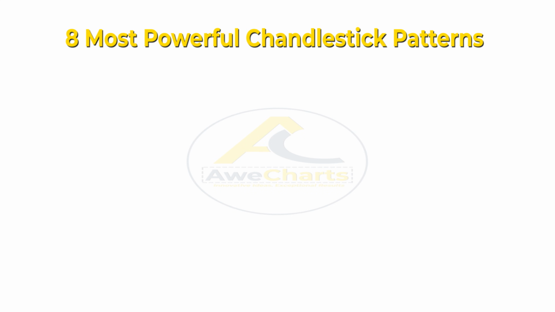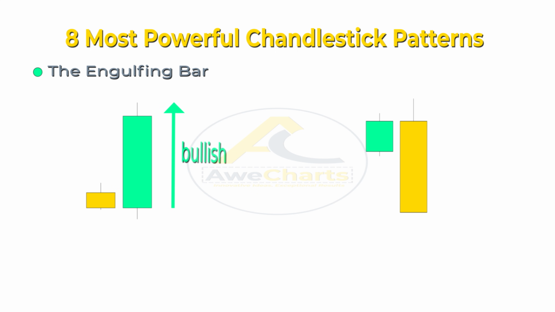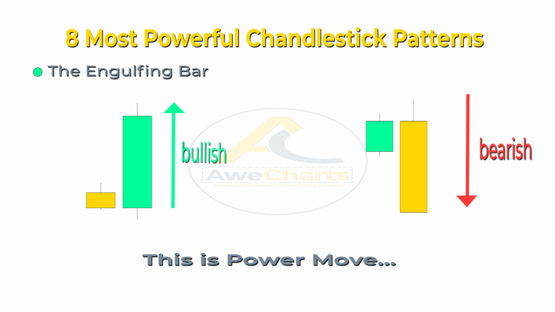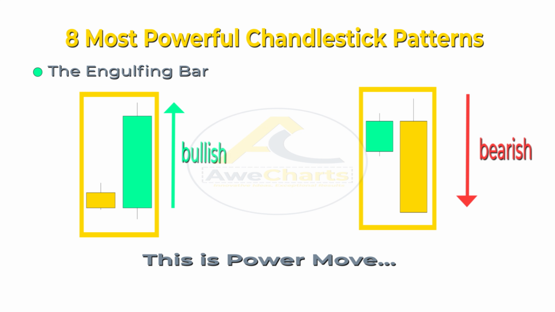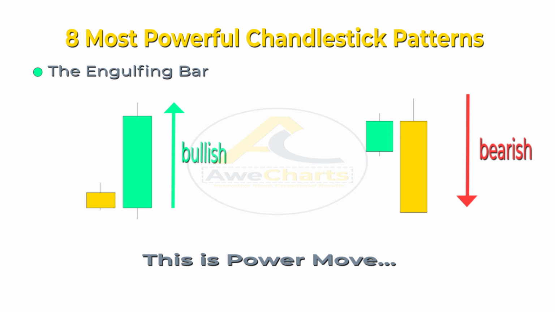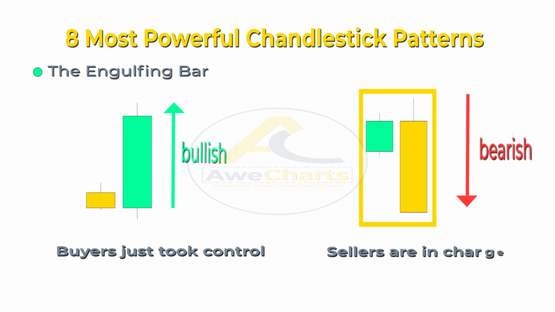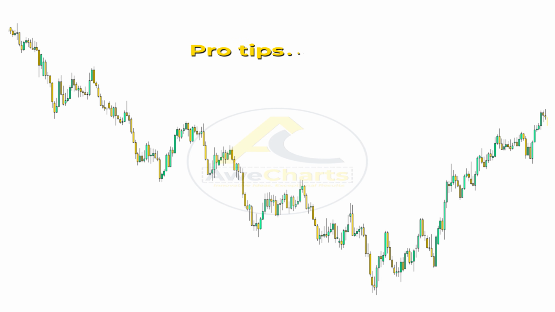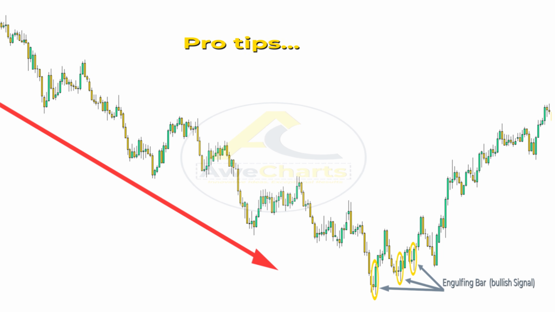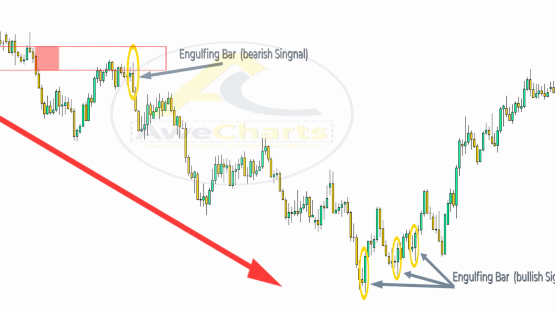Here are the 8 most powerful candlestick patterns with clean insights and examples. Number 1, the engulfing bar pattern. Whether bullish or bearish, this is a power move. It happens when a candle completely swallows the one before it. That means momentum just flipped and big money might be stepping in. When a bullish engulfing bar swallows the prior candle, buyers just took control. The bearish version, sellers are in charge. Pro tip: this is most powerful after a long trend or at support and resistance levels.